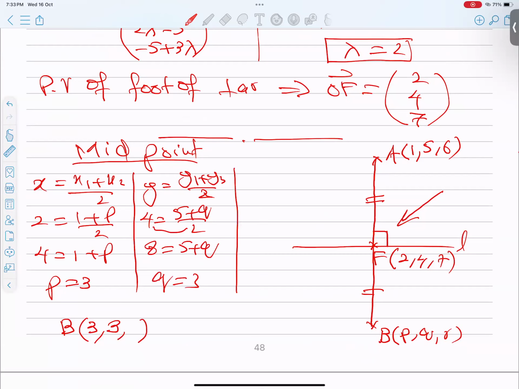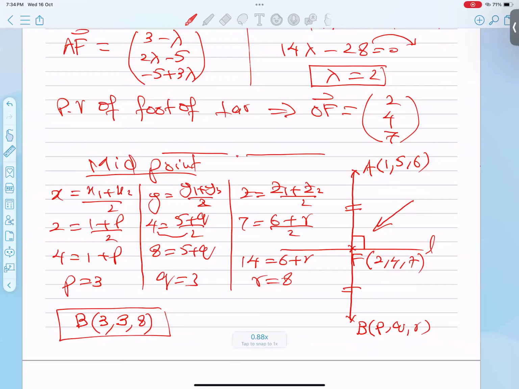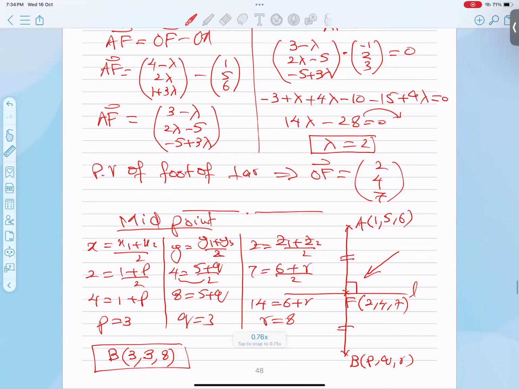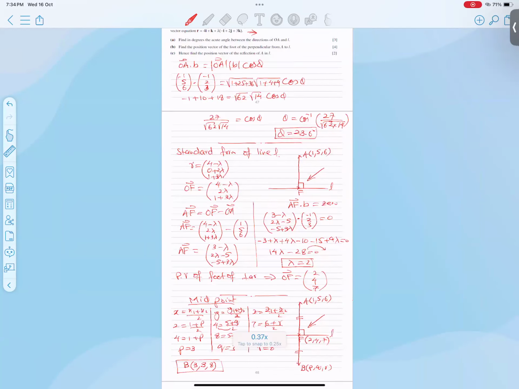Last and final point. Z equal to Z1 plus Z2 divided by 2. And Z is 7. And the rest, you know what I'm doing. 6 plus R by 2. 2 7s are 14. 6 plus R. R becomes 8. So Alhamdulillah Rabbil Alameen. I believe the concept is totally clear. So the question is completely over. So Alhamdulillah Rabbil Alameen. That's it.